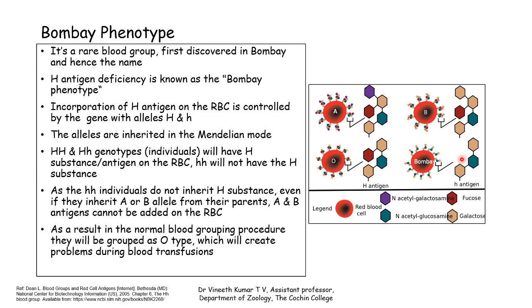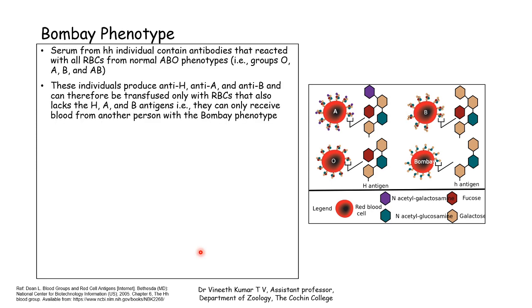So they will be typed as O blood group, and that will create problems when they need some blood transfusion, etc. So it was during such a time of blood transfusion that this was identified as a rare phenotype, and that was identified first in Bombay. The serum of such individuals contains antibodies that react with all the RBCs from normal ABO phenotypes.